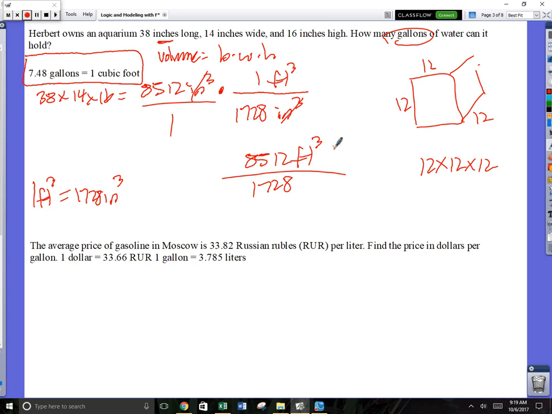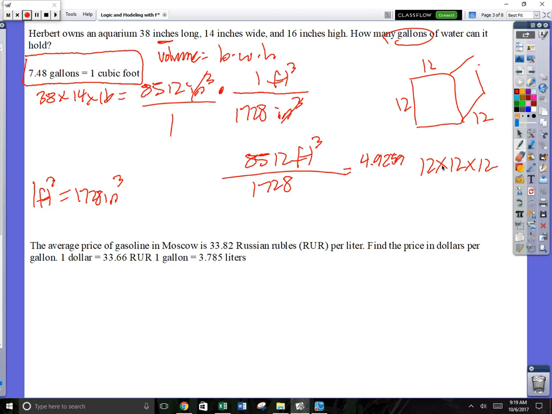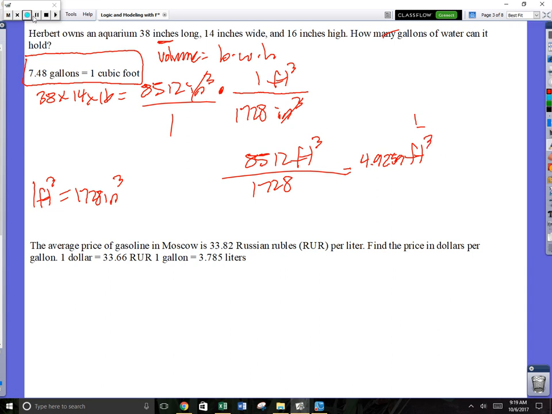So now you got to divide this on your calculator. 8512 divided by 1728. And that's like 4.9259 and so on, feet cubed.